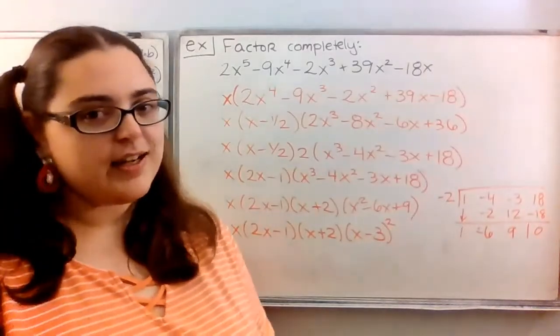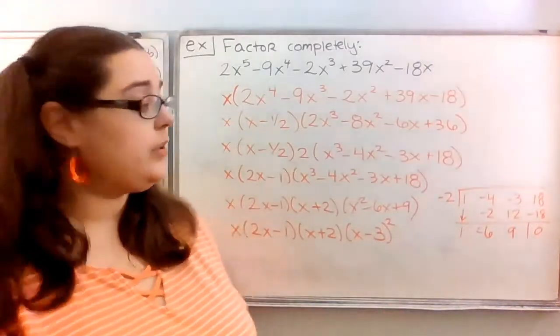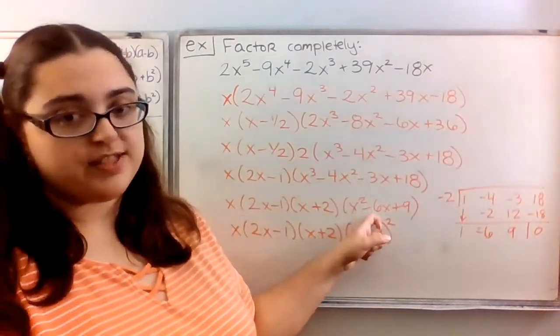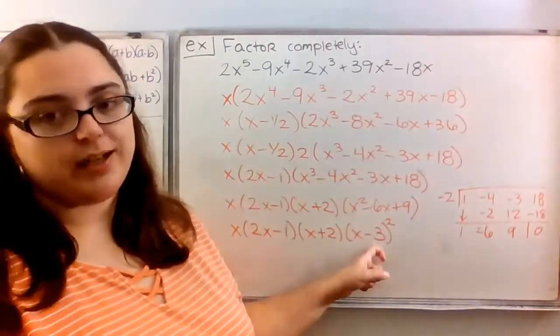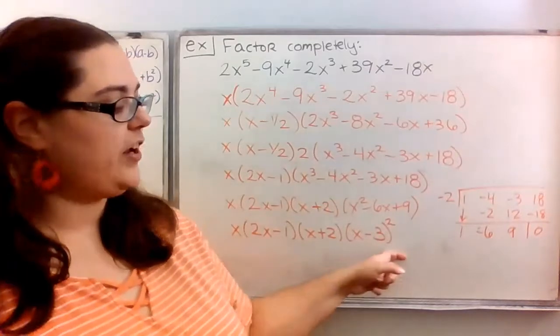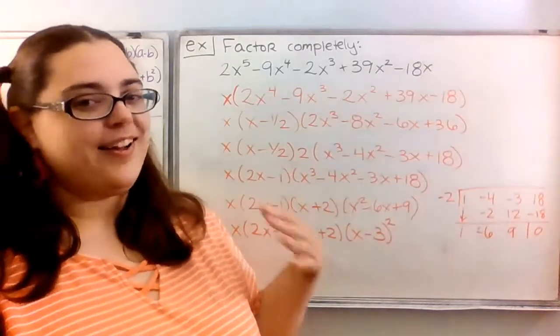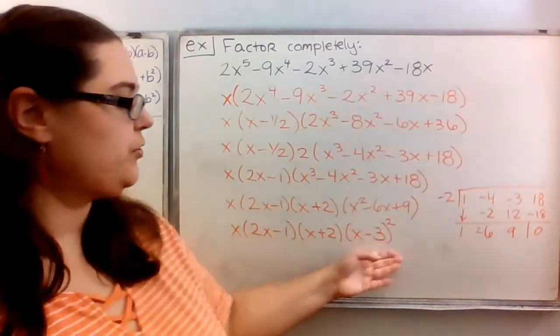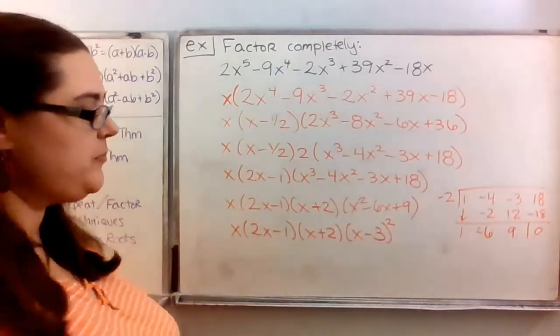If you didn't recognize that, you can use your trinomial technique. We need two numbers that multiply to 9 and add to negative 6. So negative 3 and negative 3 do the job. So that's why we factor there. And at long last, we know we're done because we have factored into all linear factors.